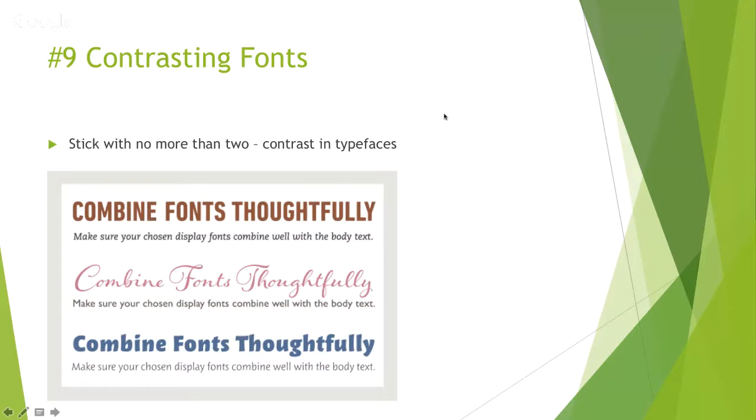Next is number 9, contrasting fonts. There's a lot of examples in the book of great contrasting fonts, like your title is old style and your body copy is sans serif, and vice versa, or you have a script title and a sans serif body copy, or a decorative title and an old style body copy, or slab serif, anything like that. But when you contrast fonts, you want to make sure that you contrast the typefaces of what I just said, like old style with slab or sans serif.